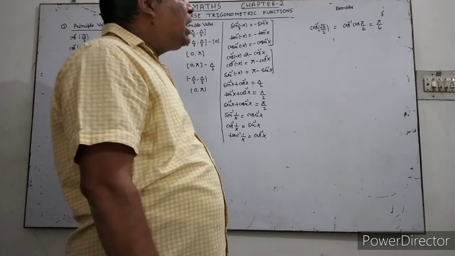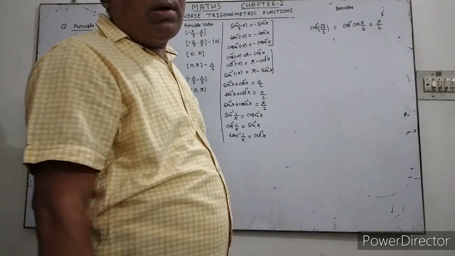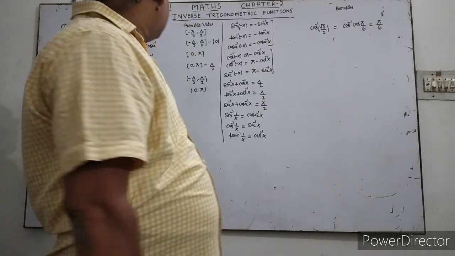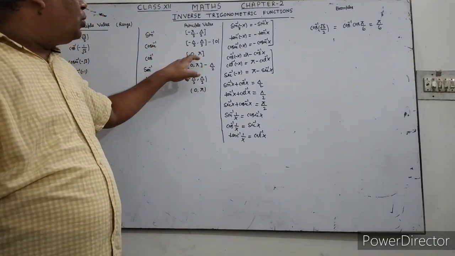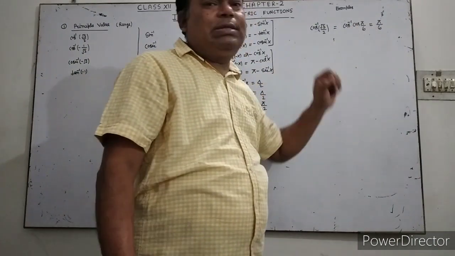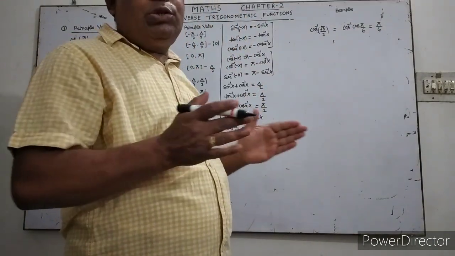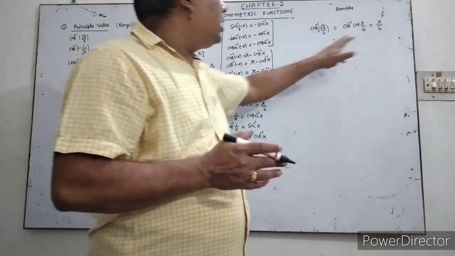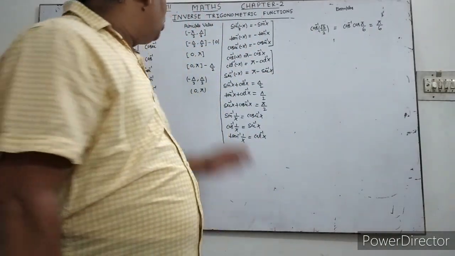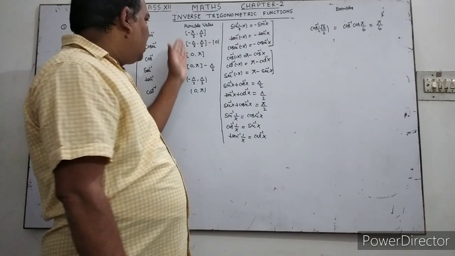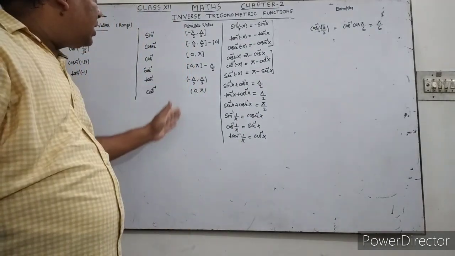Now, what is the range? What is the principal value of the cos inverse? The range of the cos inverse is 0 to pi. And pi by 6 is in between 0 to pi, so this is the value of the cos inverse root 3 by 2. You match here in this range.